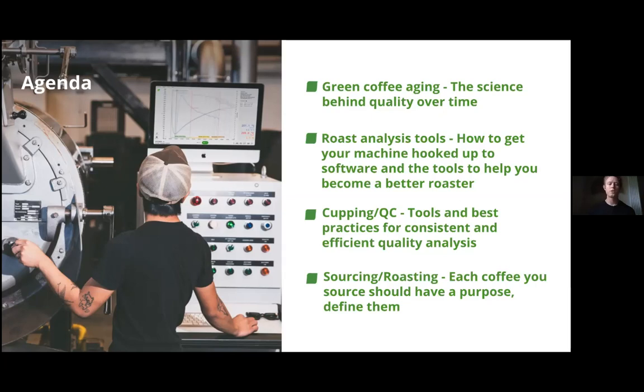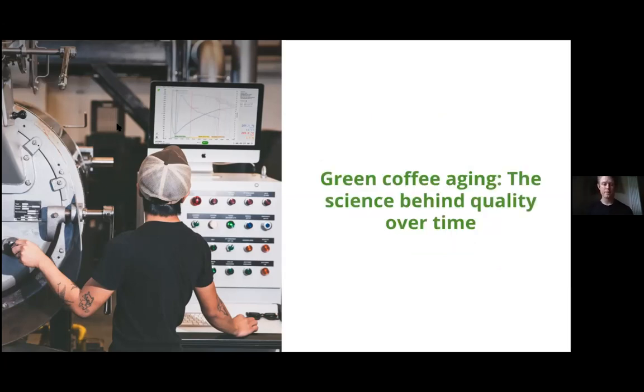And then we'll move on to cupping and QC and chat about tools and best practices for consistent and efficient quality analysis. Another big topic that I know Taylor's really passionate about, especially that idea of consistent and efficient quality, and how you set up systems or utilize Cropster to make your roastery workflow more efficient. And then we'll finish off with a broad view of sourcing coffee and why you need to be more purposeful, if you aren't already, with the coffee you source. Each one of those coffees that you source or bring in should have a purpose, and you should define them. That one will be a quick topic that we will chat about at the end.